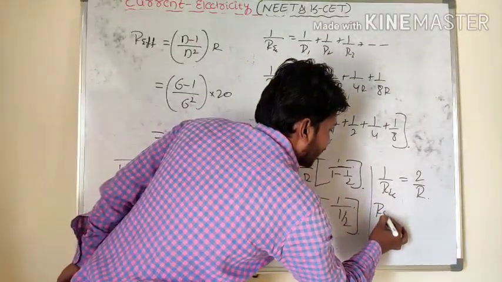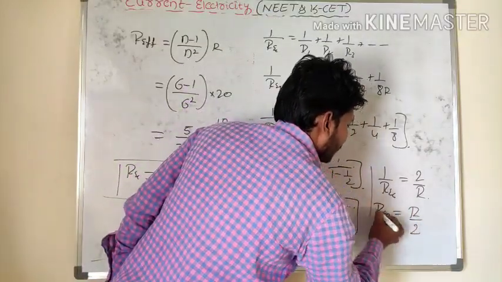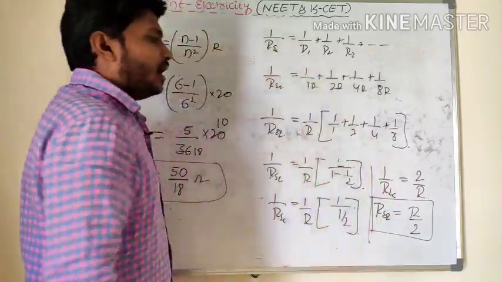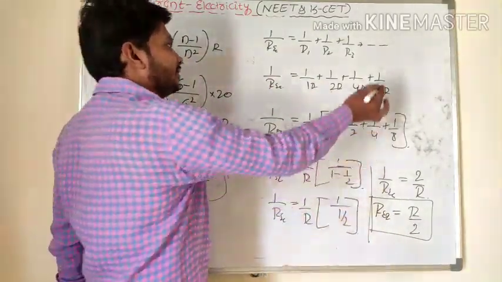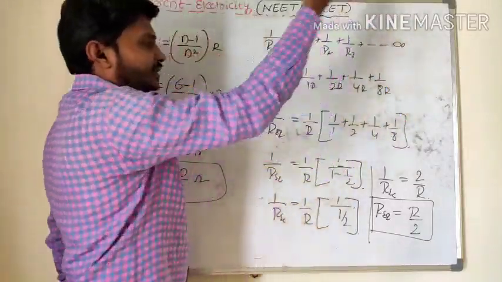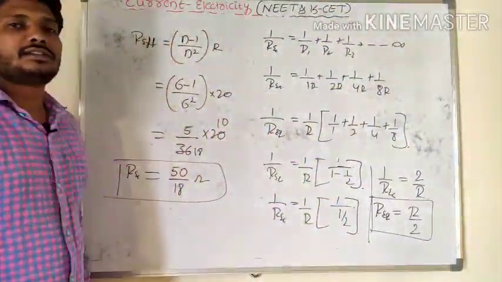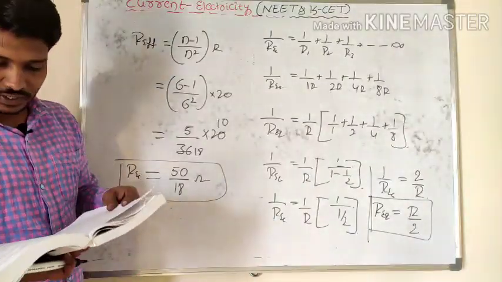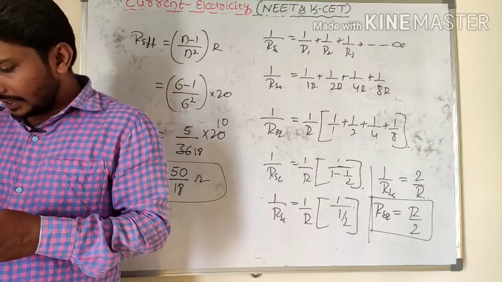So finally R equivalent is equal to what? R by 2 here. What is the final answer here? R equivalent is equal to R by 2. So if these resistances are arranged in an infinite manner, I will use this equation. What is the equivalent resistance I will get in case of parallel combination? R by 2 here. Okay, we'll look at the next one.